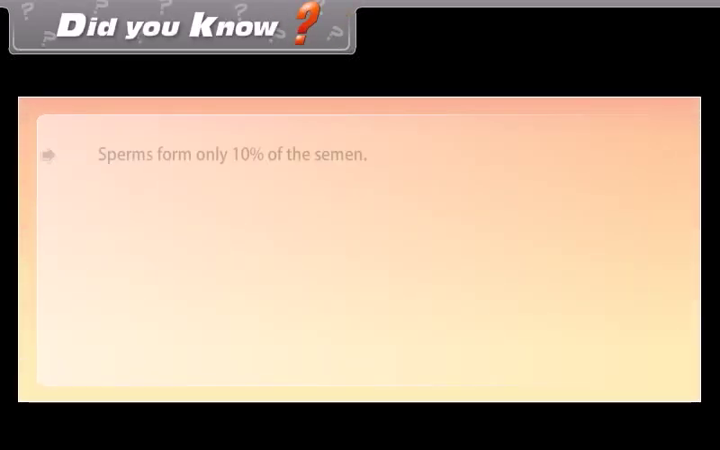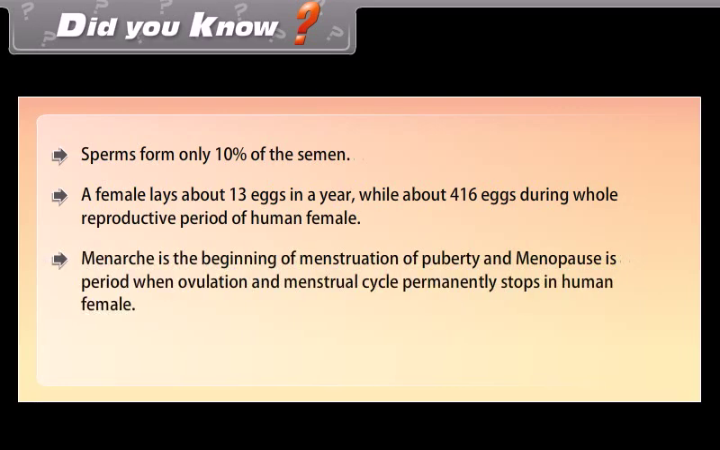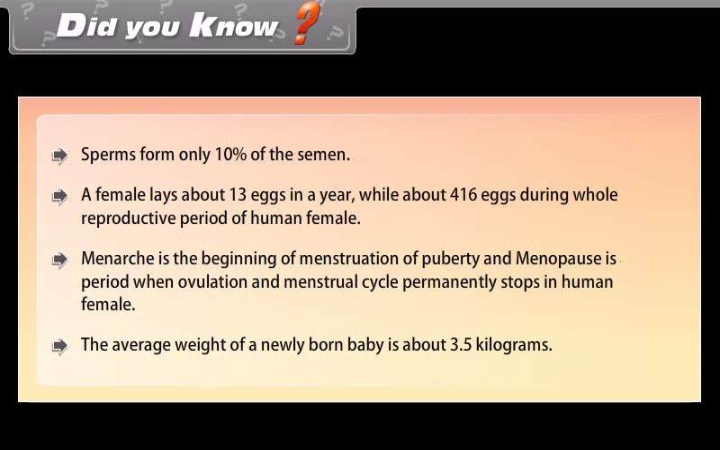Did you know sperms form only 10% of the semen? A female lays about 13 eggs in a year, while about 416 eggs during whole reproductive period of human female. Menarche is the beginning of menstruation at puberty, and menopause is the period when ovulation and menstrual cycle permanently stop in human female. The average weight of a newly born baby is about 3.5 kilograms.